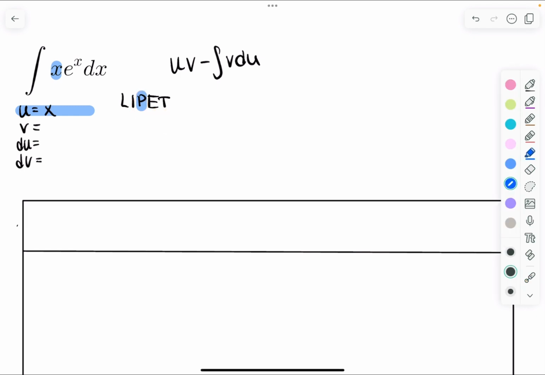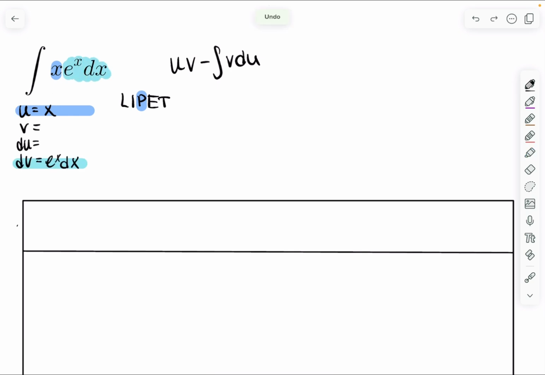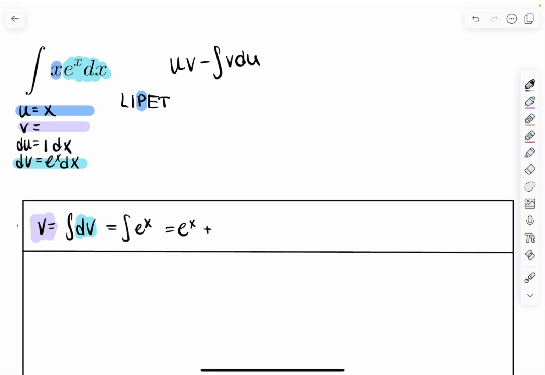Then whatever is left is going to end up being my dv, and then you can find your du, which is just the derivative of this, 1 dx. And then to find v, that's the first integral that you have to do. You have to take the integral of dv, and that makes sense because dv is the derivative times dx of whatever v is. So if you have the derivative, which is the result, then to go back to the original function, you have to take the integral of that. So this is the integral of e to the x. We know that is still e to the x plus c.